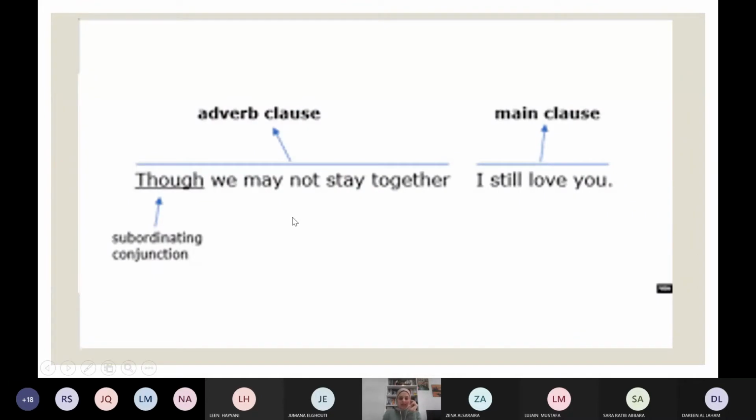Though we may not stay together, dear. Can I quickly go to the bathroom and come back? Though we may not stay together, I still love you.